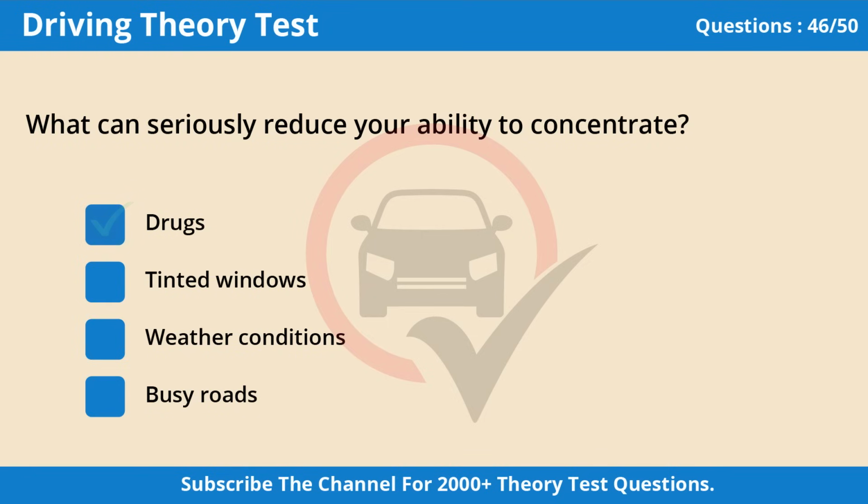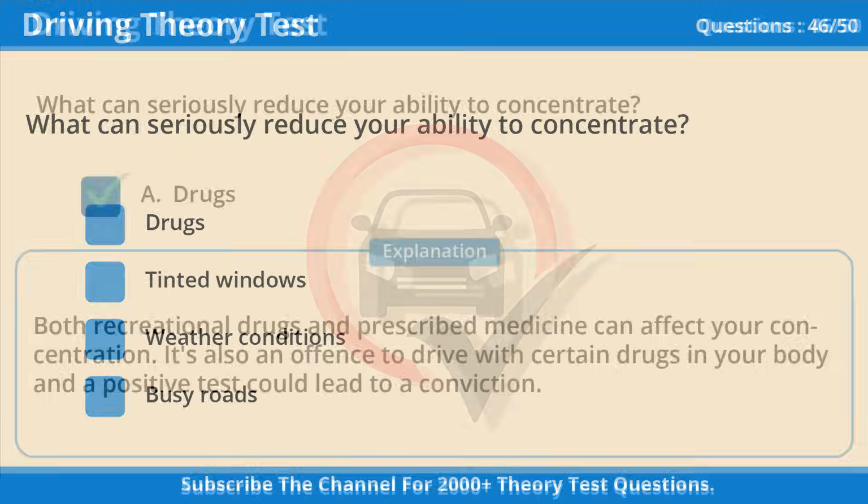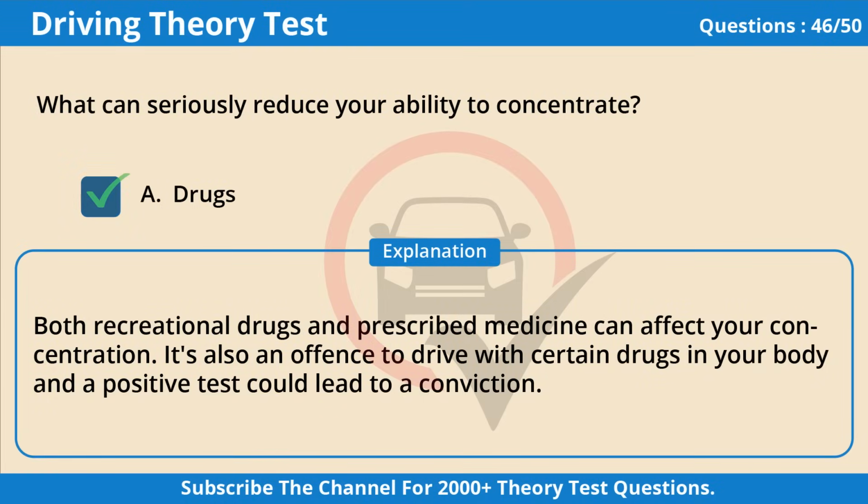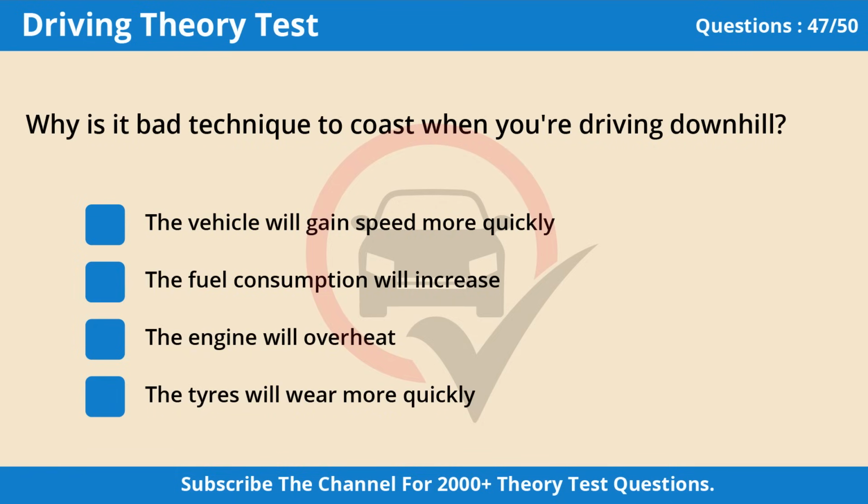A. Drugs. Both recreational drugs and prescribed medicine can affect your concentration. It's also an offense to drive with certain drugs in your body, and a positive test could lead to a conviction. Question 47. Why is it bad technique to coast when you're driving downhill?